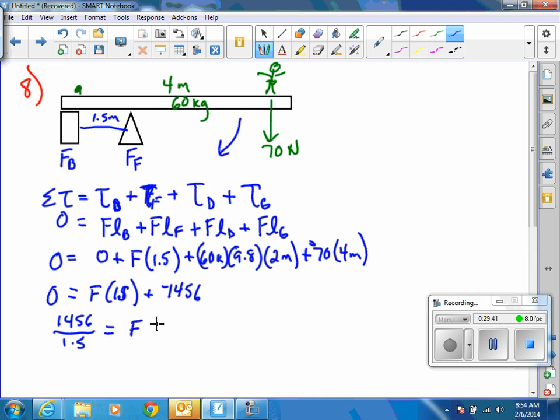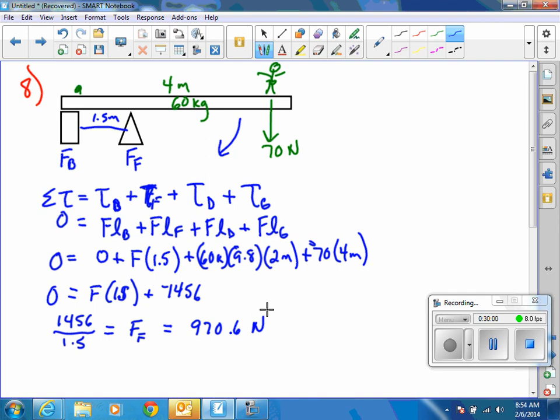the force of the fulcrum that the fulcrum's actually holding up ends up equaling 970.6 newtons. Now that's positive because which way does a fulcrum go? It pushes up. Now that you got that, you have to do the easy part.